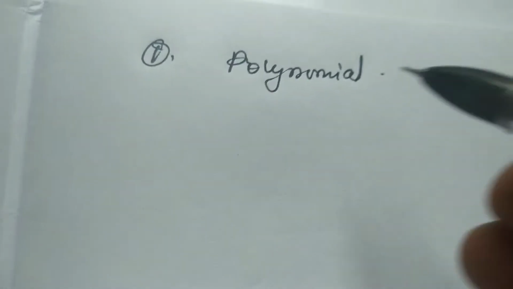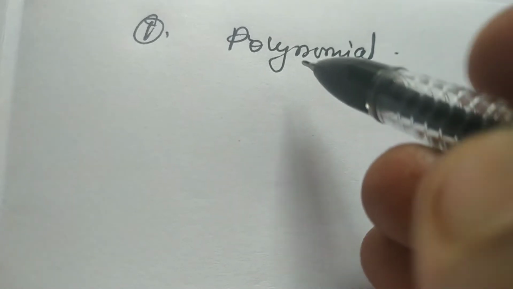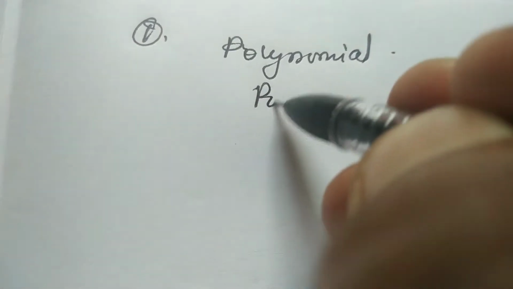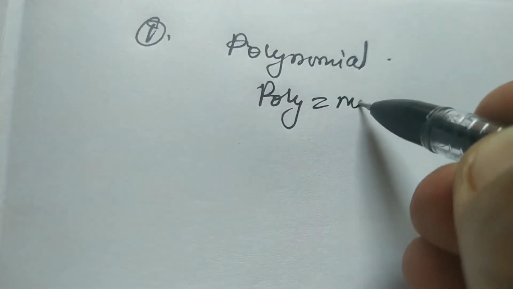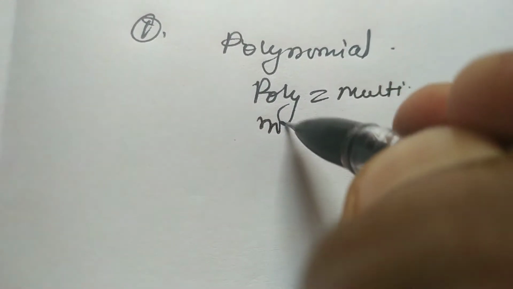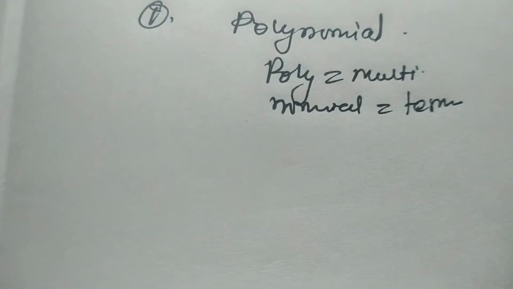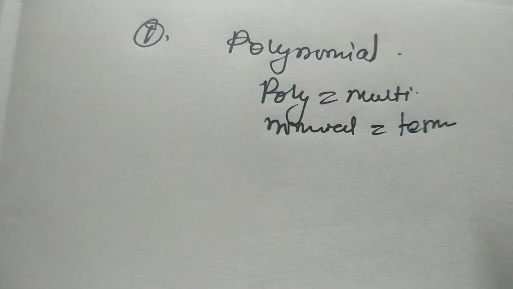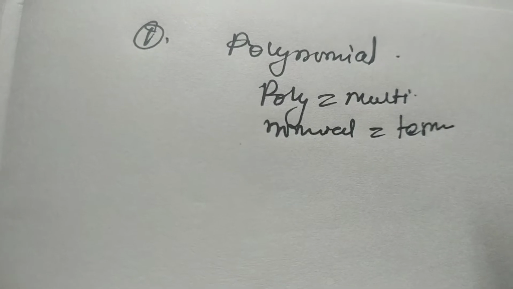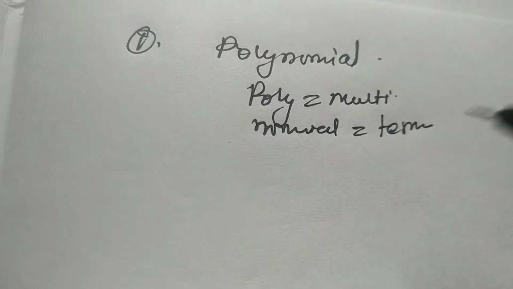What is a polynomial? Basically it is a combination of poly, that is multi-term, and nomial, that is term. Any algebraic expression which has one or more terms is called a polynomial.